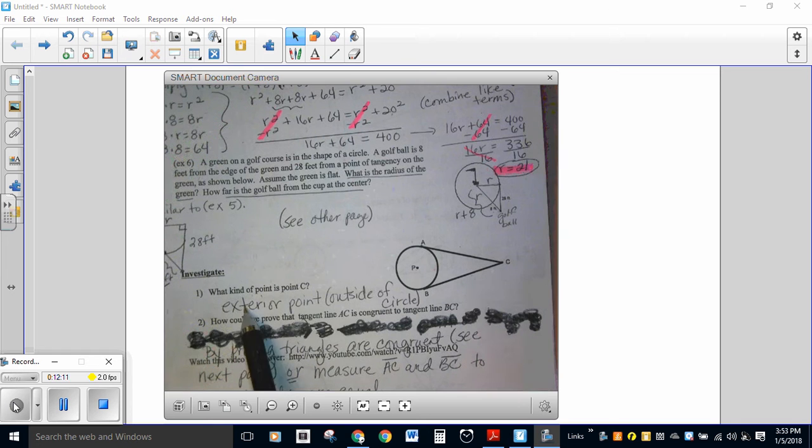Okay, then it says, how can we prove that tangent line AC is congruent to tangent line BC? Well, there's two ways we can do it.